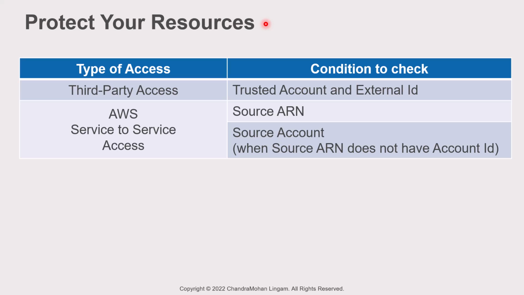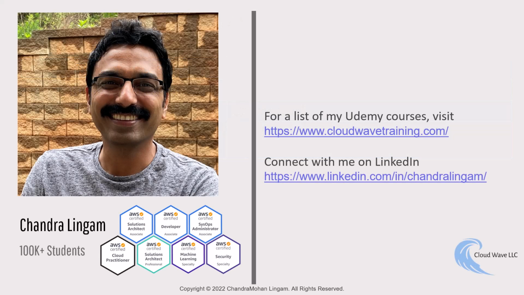I hope this video clarifies what a confused deputy problem is and how we can protect our resources by adding a conditional check using external ID, source ARN, and the source account. A trusted account and external ID are configured when you grant a third party permission to access your AWS environment. The source ARN and source account are more commonly used when configuring permissions for AWS service-to-service interaction. If the source ARN includes the account ID, we don't have to check the source account. However, if the source ARN does not contain the account ID, we must also check the contents of the source account variable.